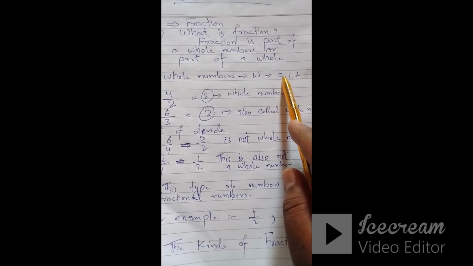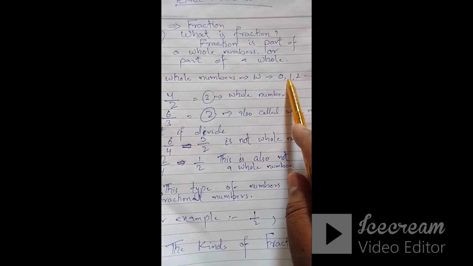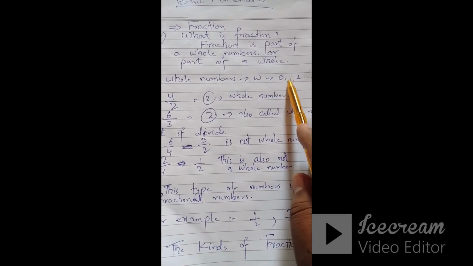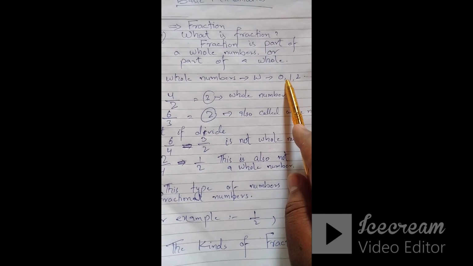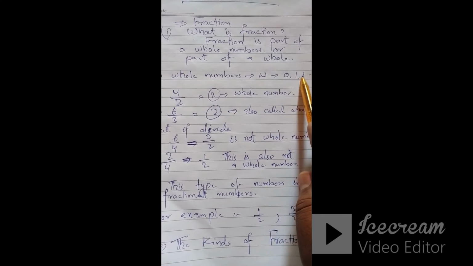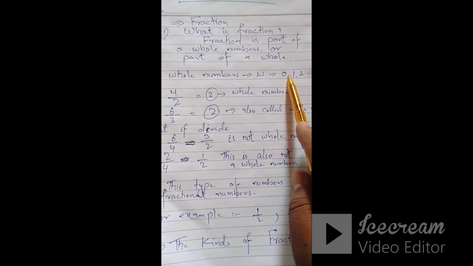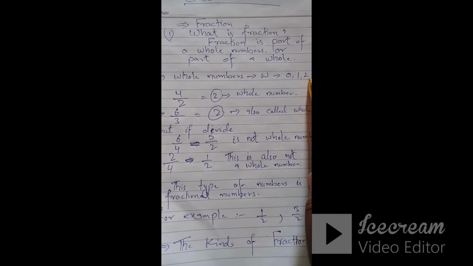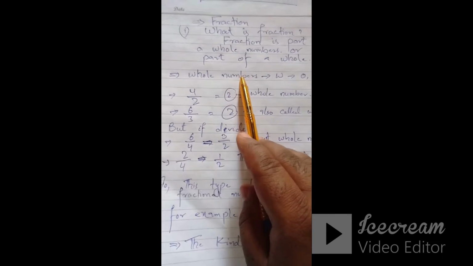If we exclude 0 from these numbers, those numbers will be natural numbers. It means we can say 0 is not a natural number. So whole numbers start from, friends, 0, 1, 2, 3, etc. Any such number is called a whole number.